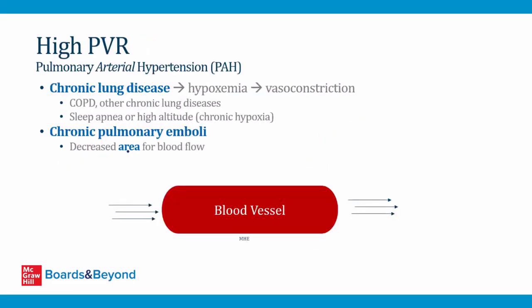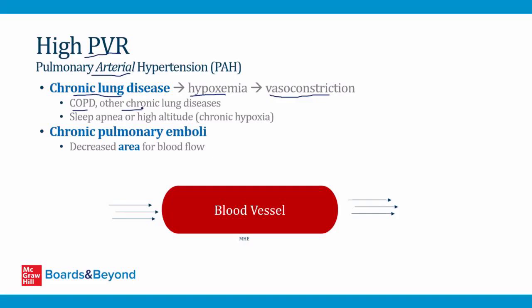The other way to get high pulmonary artery pressure, as we said, is to have high pulmonary vascular resistance. This is called pulmonary arterial hypertension because you only have high pressure in the pulmonary arteries, not the pulmonary veins. So one thing that can raise the PVR causing pulmonary hypertension is chronic lung disease. Patients with chronic lung disease have chronic hypoxemia, and pulmonary vessels vasoconstrict in the setting of hypoxemia. So many patients with COPD or other chronic lung disease develop pulmonary hypertension through this mechanism.